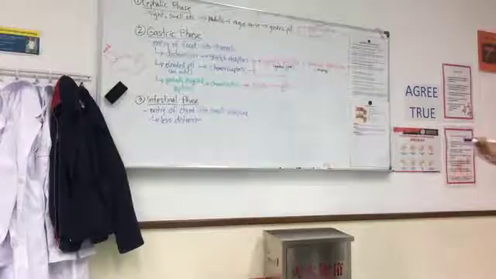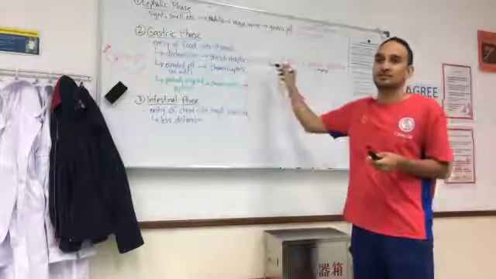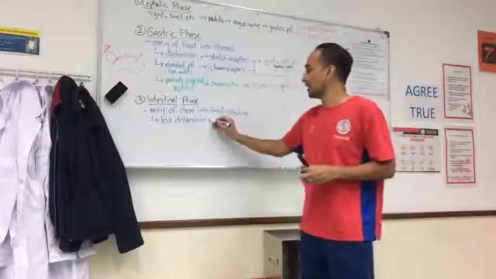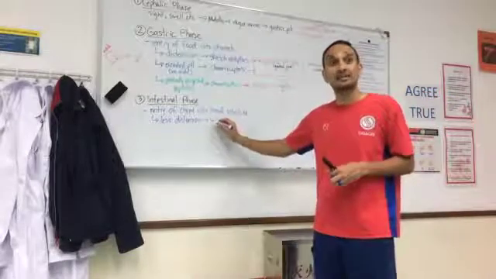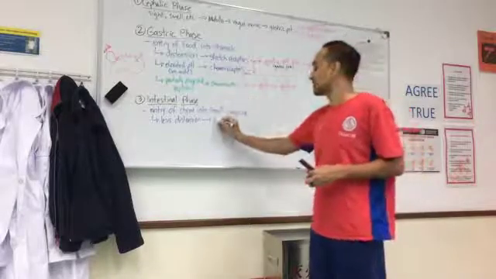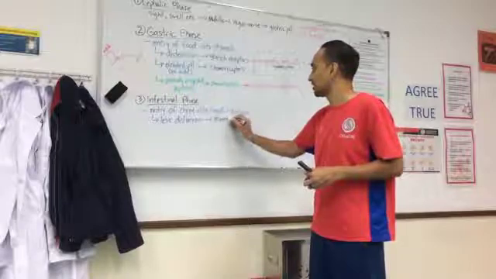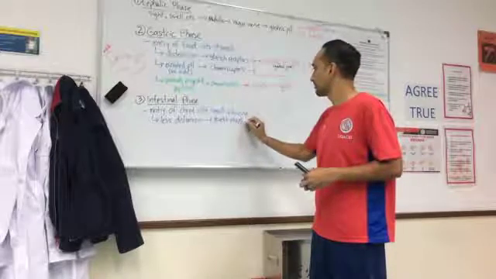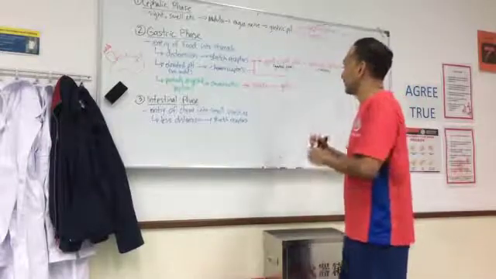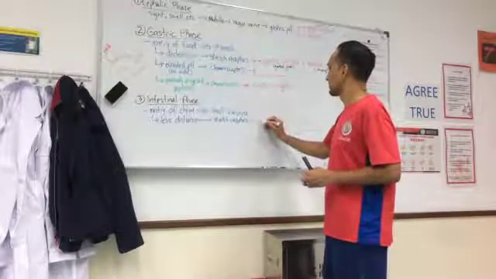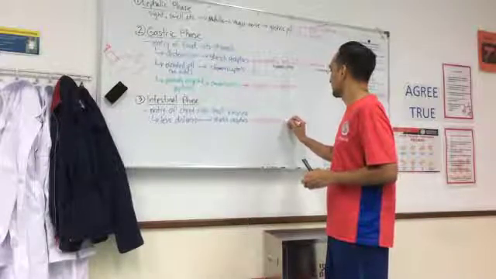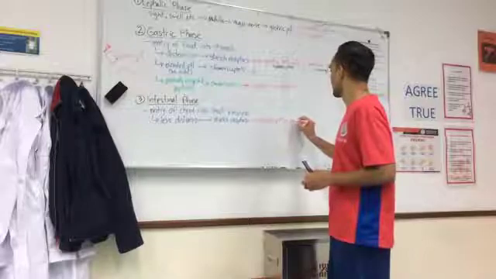Now if arrows show stimulates, then a line with a bar means that it inhibits. So this means it stops signaling stretch receptors. So stretch receptors are no longer stimulated, which means we no longer stimulate gastric pit cells and reduce contractions.